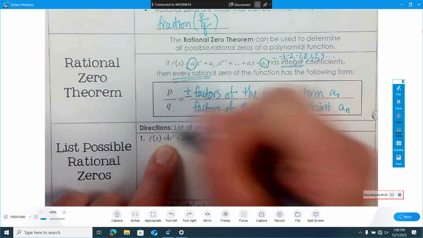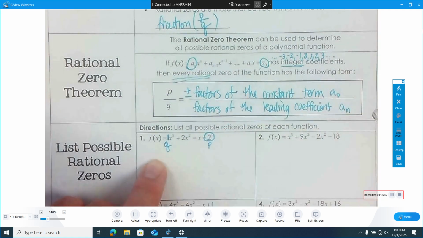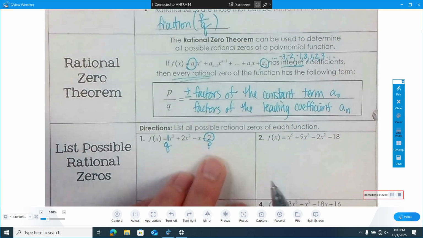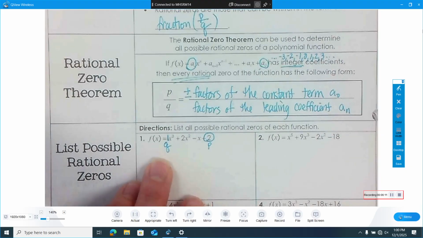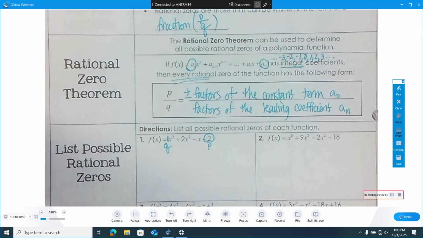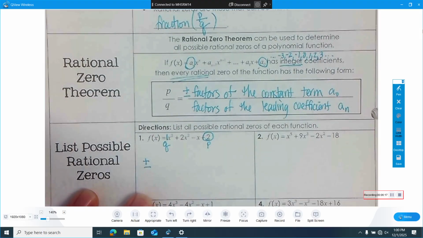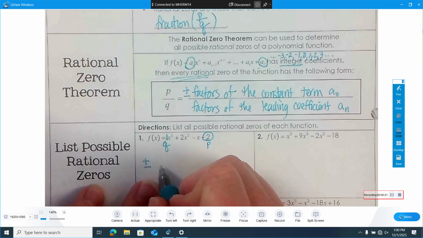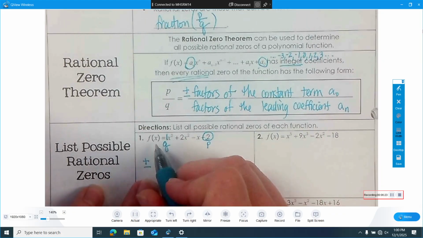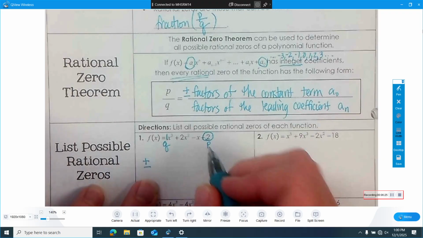It is a 1 right there. So that is the Q. The P is the last. It's the constant. The Q is the coefficient that leads. And what we want is we just have to list all the possible rational zeros, which would be all the factors of 2 over all the factors of 1.